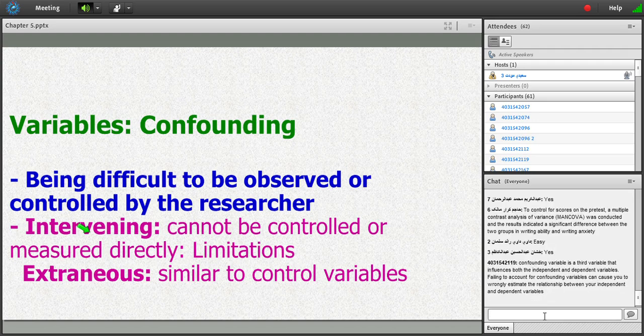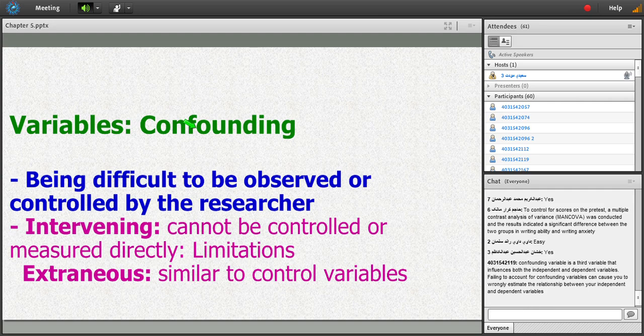But those which can actually be controlled are called extraneous. They are similar to control variables. For example, when we said we control the influence of gender.